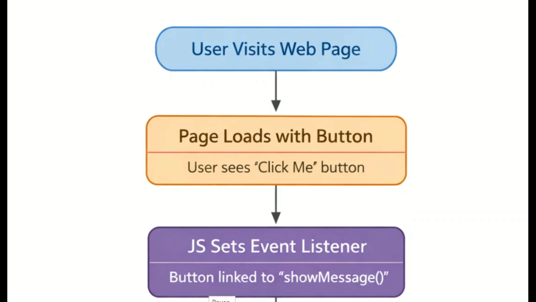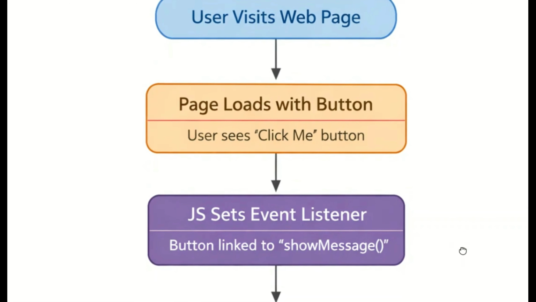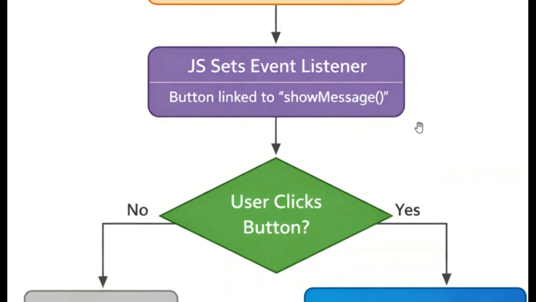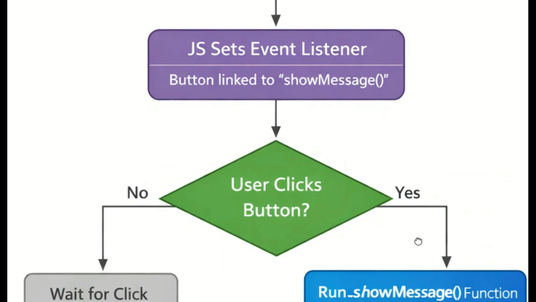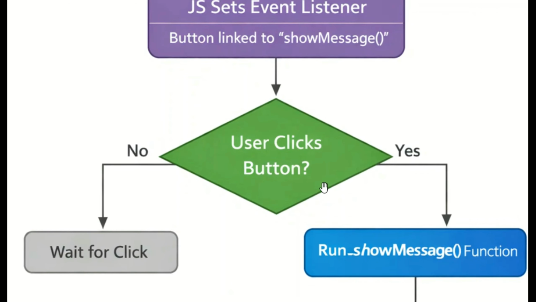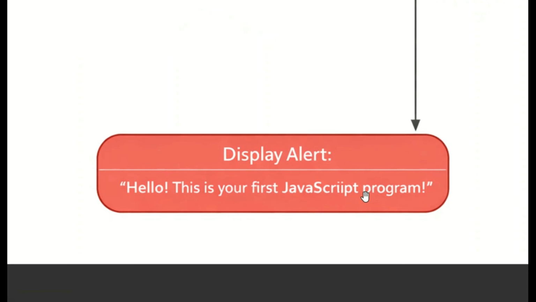This flowchart shows how the program works step by step. First, the user opens the web page and presses a button. Then JavaScript runs in the background and connects the button to a function using an event listener. After that, the program simply waits for the user to click the button. If the user doesn't click, nothing happens. But when the user clicks, the function showMessage runs and it displays a pop-up message alert on the screen.